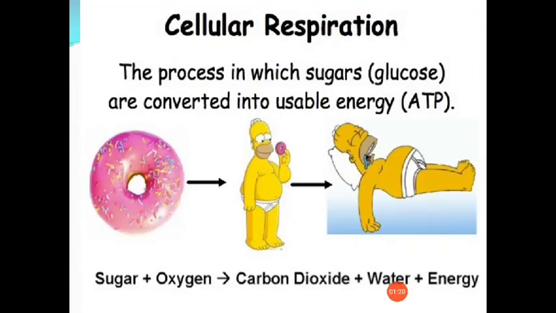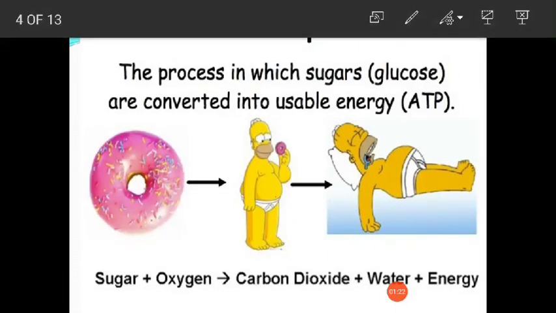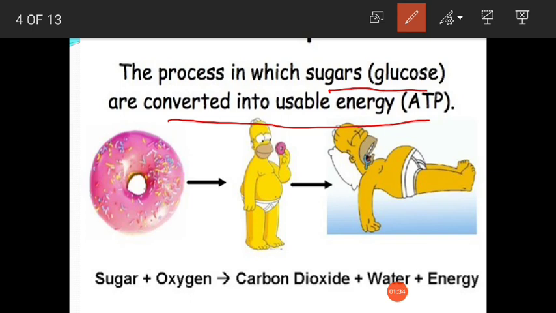So now what is respiration? The process in which the sugar or the food we eat is converted into usable energy, that is in the form of ATP. The full form of ATP is adenosine triphosphate. It is shown in equation form also. Sugar, which we get from the digested food, combines with oxygen, gives out carbon dioxide, water and energy in the form of ATP.